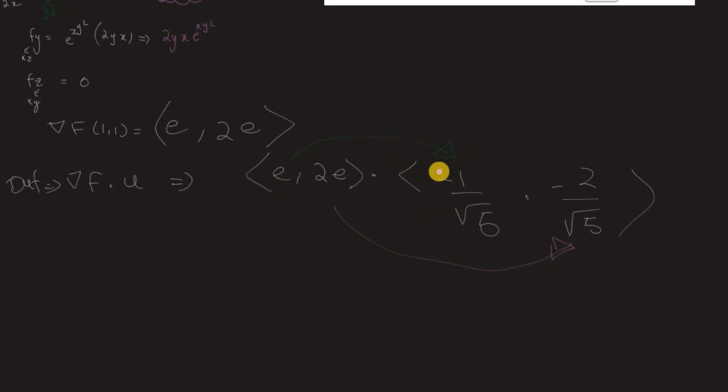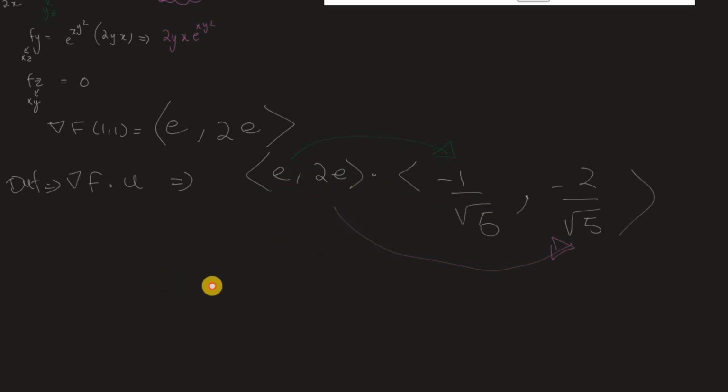Because I wrote it in this form, we have a decimal, a comma in between, but this can also be written in this form, okay? So it's the same thing. So that's why we're doing the dot product like this.